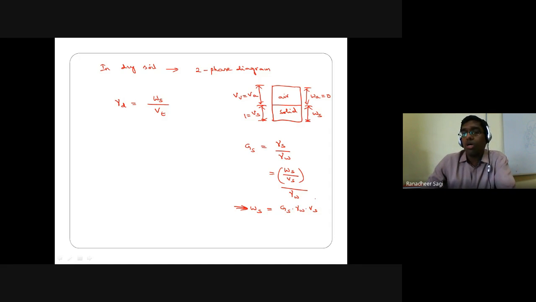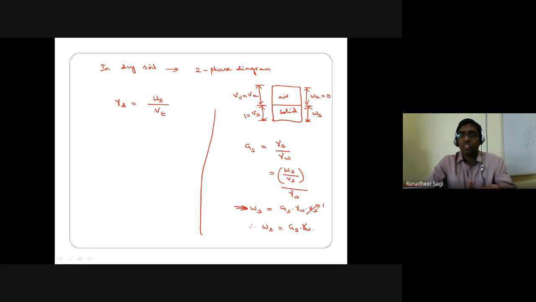But according to the specific volume approach, the volume of soil solids is equal to 1. Therefore, Ws is equal to Gs into gamma w. So Ws I can replace as Gs into gamma w. And the total volume of the soil I can write as 1 plus e, which we have seen in our previous slide. So the dry unit weight is weight of soil solids, Gs into gamma w, divided by the total volume of the soil, 1 plus e. This is the relation we have also derived earlier.